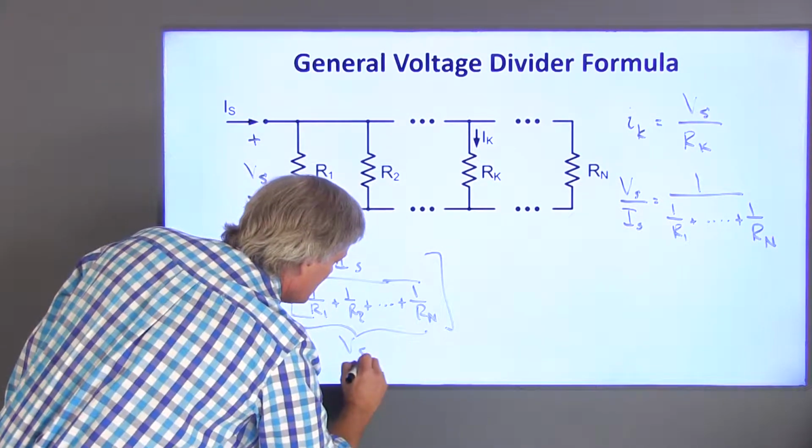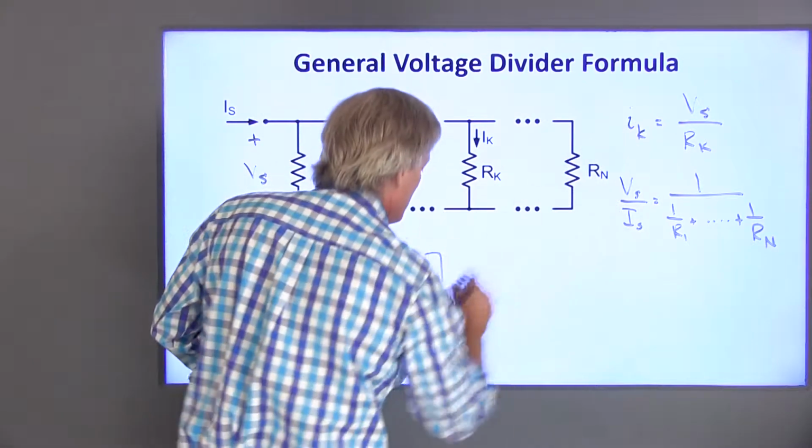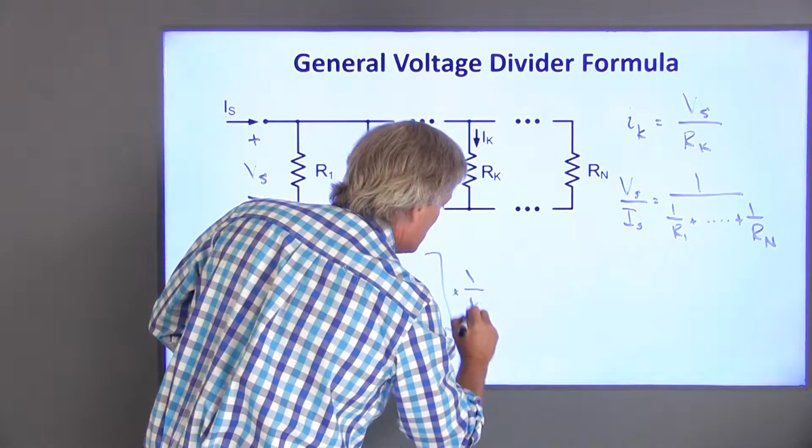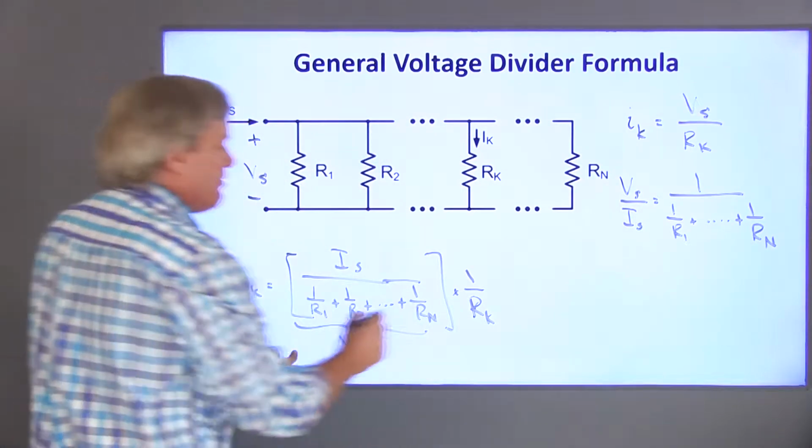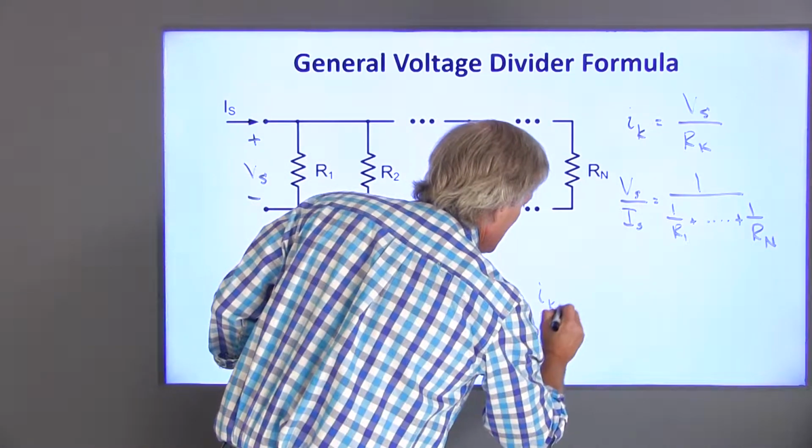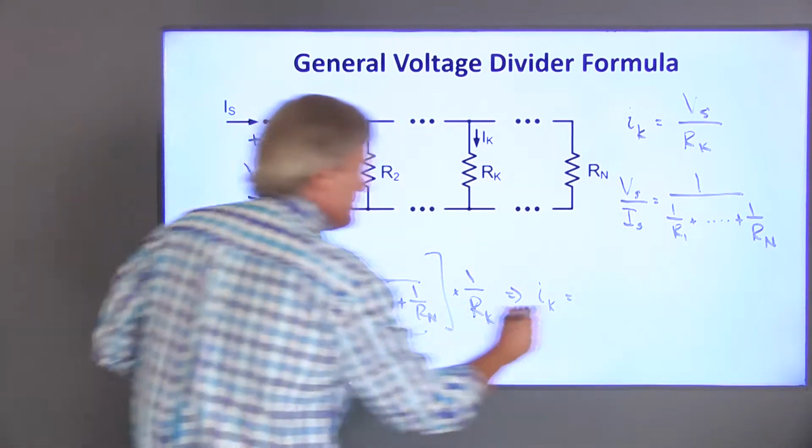This is V sub s. I divide that by R sub k, and rearranging that slightly, I get I sub k is equal to I sub s.